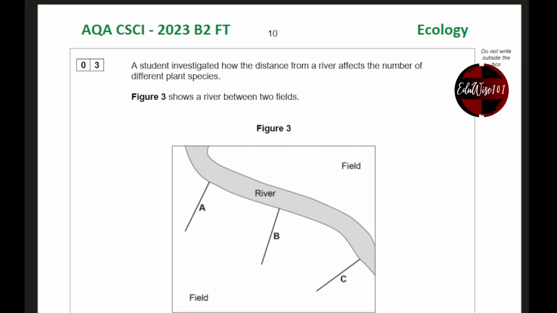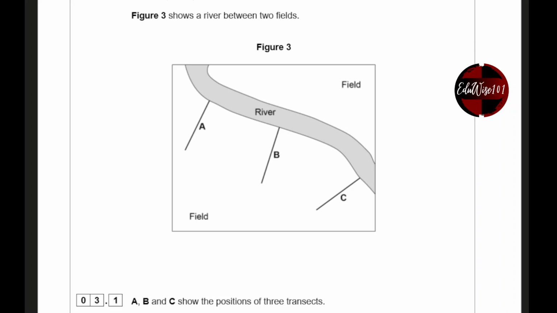In this video, I'm going to go through the AQA Combined Science Biology Paper 2 Foundation tier. Question number 3 is on the topic of ecology. A student investigated how the distance from a river affects the number of different plant species. Figure 3 shows a river between two fields. So let's have a look at figure 3 properly.